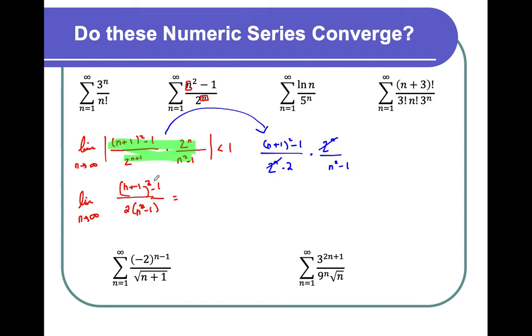This is n squared. What's its coefficient? This is n squared. What's its coefficient? So this limit is less than 1, which makes me happy, which means I have convergence by the ratio test.